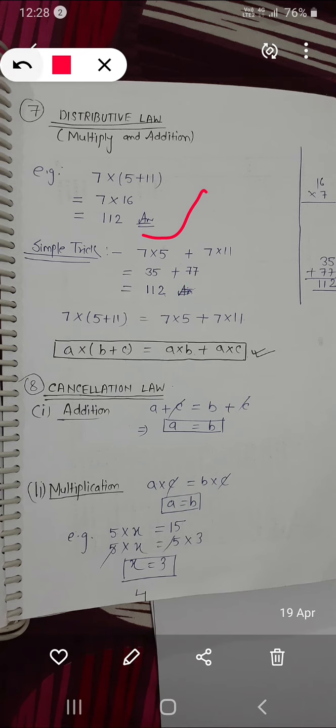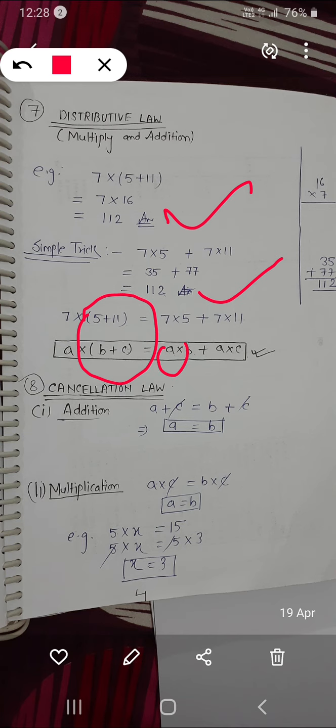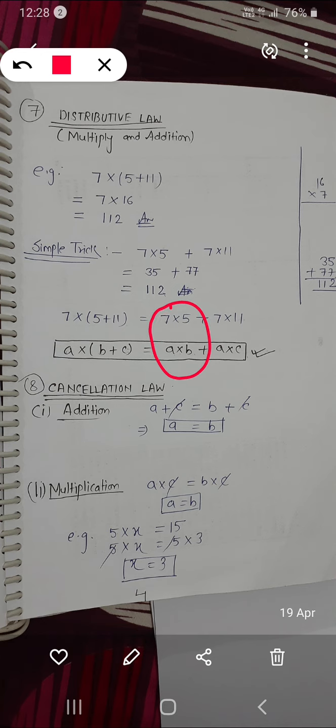Now children, this proves that both of these equations bring the same value, the same answer. That means these equations are the same, so we can represent them with A, B and C. In place of 7 you can write A, and in place of 5 and 11 you can write B and C. Similarly, 7 represents A, 5 represents B, and 11 represents C. So we can write the equation like this. This is called distributive law.